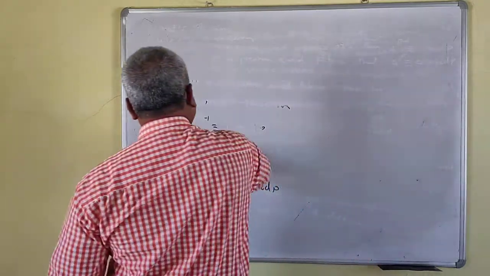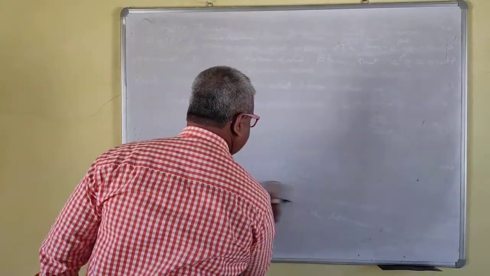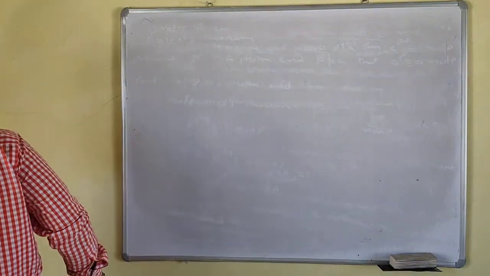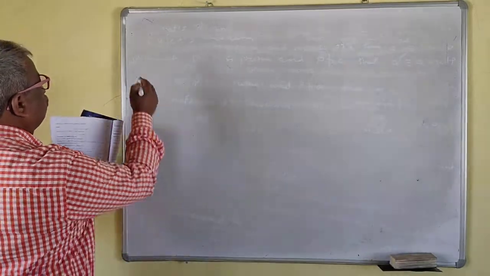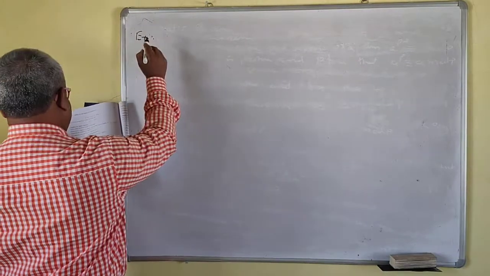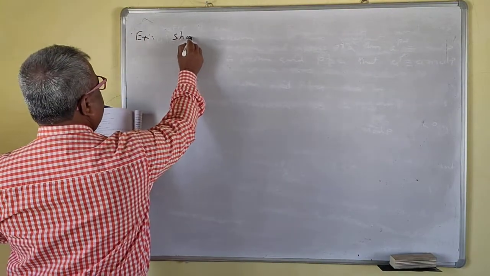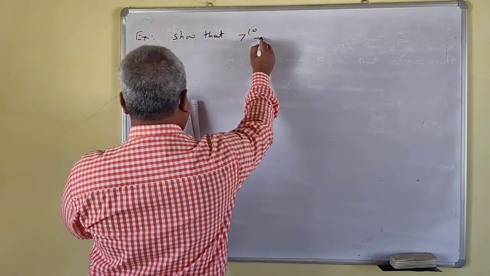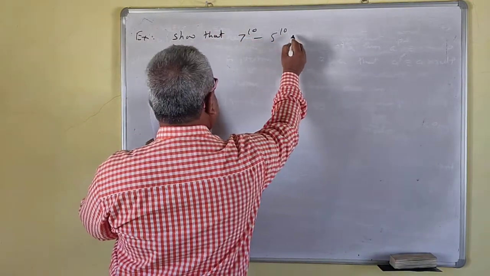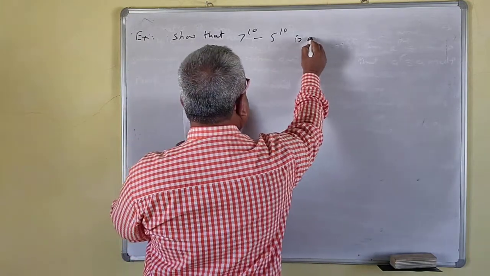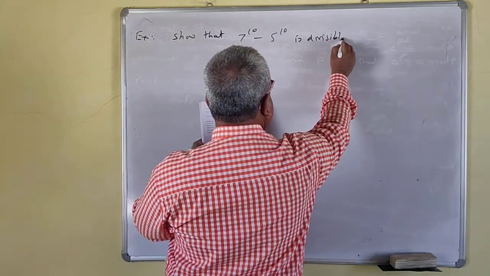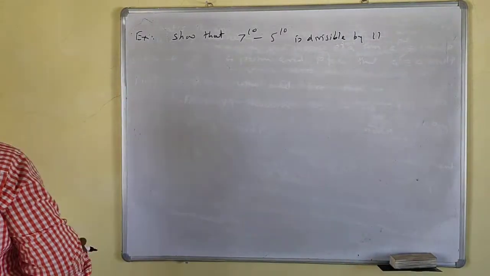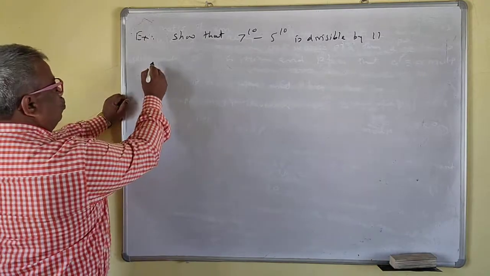Now we will see some problems on Fermat's theorem. Okay, so problems are very nice and very important. Take an example. Show that 7 raised to 10 minus 5 raised to 10 is divisible by 11. Solution.